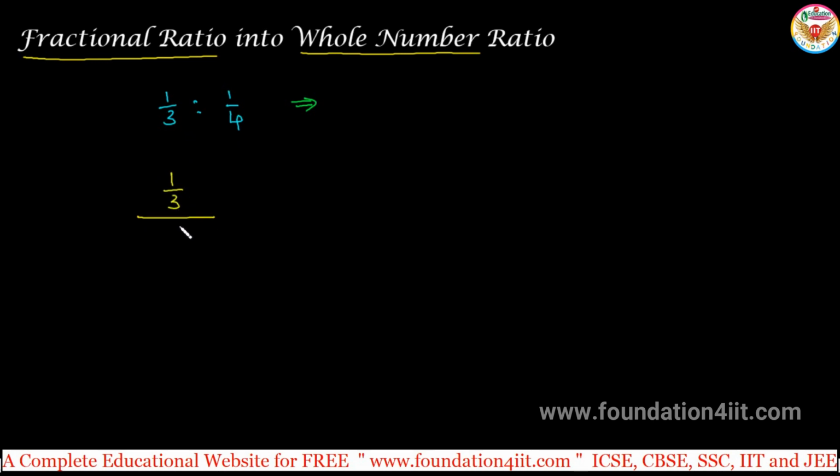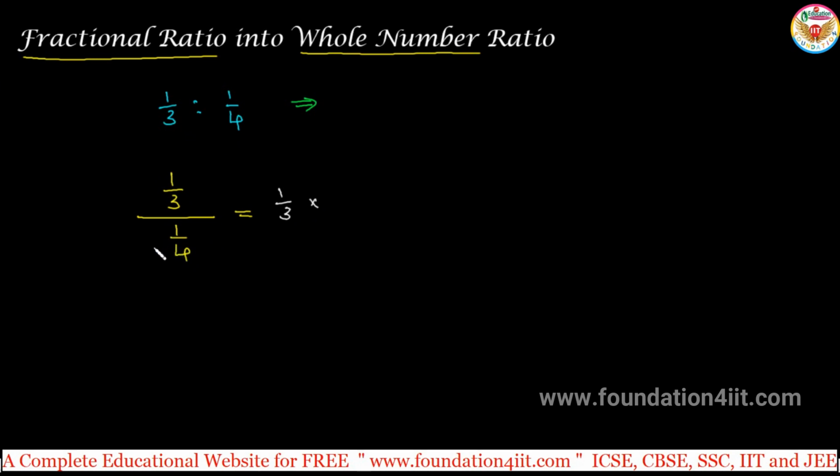Let us take one fractional ratio like 1 by 3 is to 1 by 4. Here the first term we call the antecedent. The second term is the consequent. Antecedent and consequent are both in fractional form, 1 by 3 is to 1 by 4. This we have to convert into a whole number ratio. We have two methods. One is first one divided by second one. Directly we can take 1 divided by 3, again all divided by 1 by 4. Now the numerator is 1 by 3, the denominator is also a fraction, 1 by 4. It will be the reciprocal if we take it as 4 by 1.